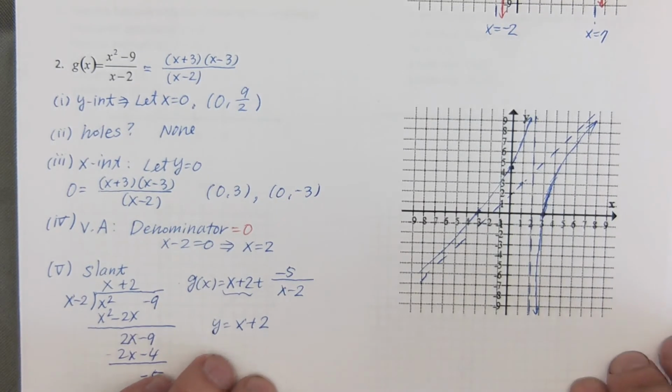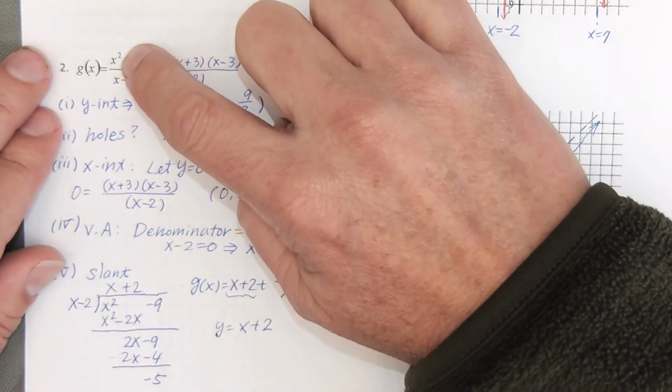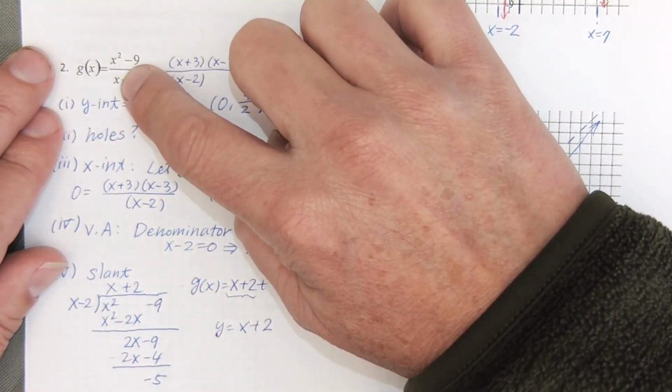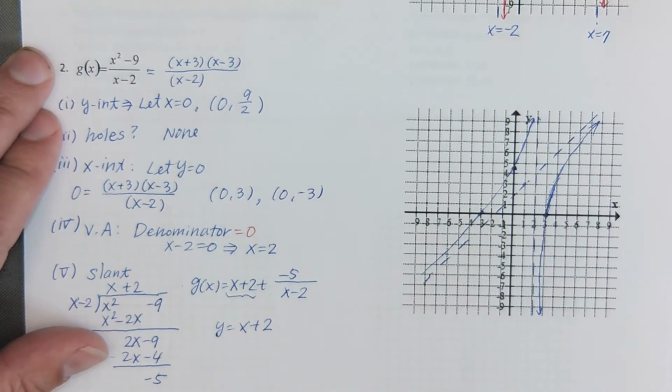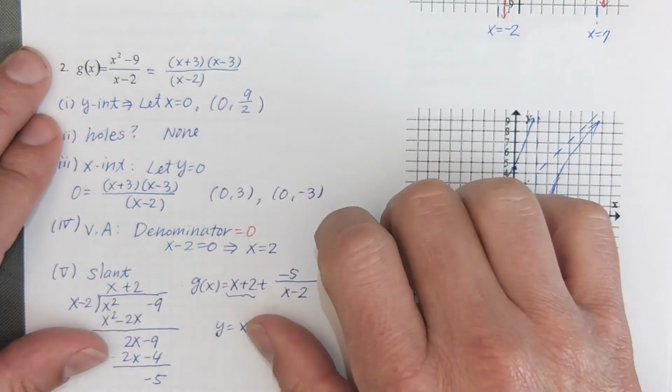Here's our second graph. And right away, I'm going to notice the degree in the top is bigger than the degree in the bottom. That means that we're going to have a slant or an oblique asymptote. We'll get to that. Here it is in factored form. We'll start over again.